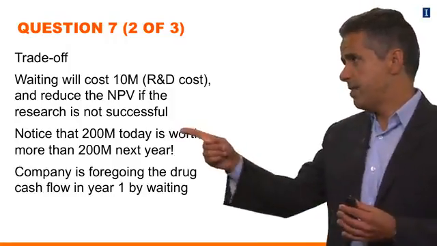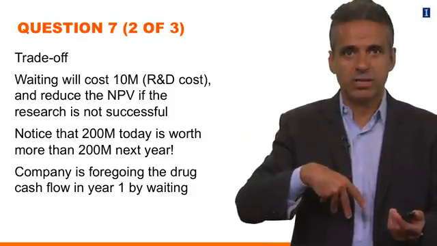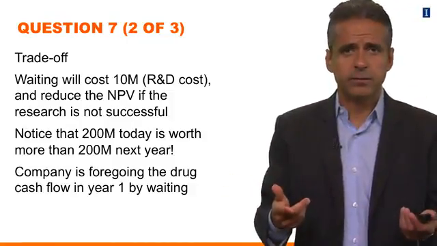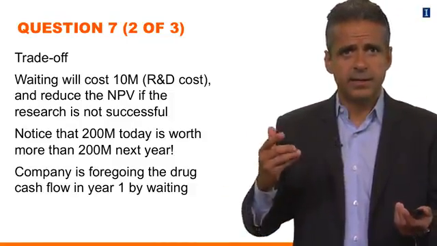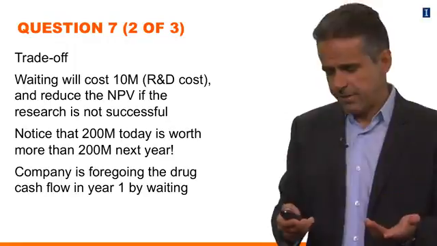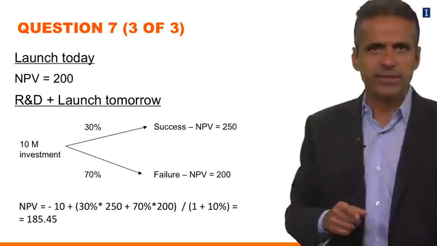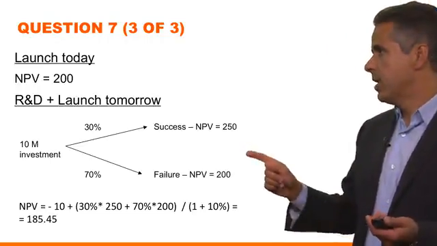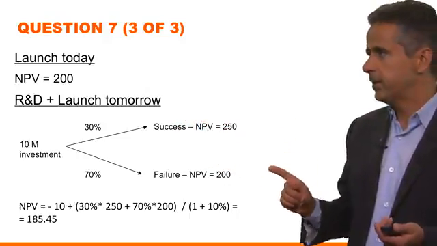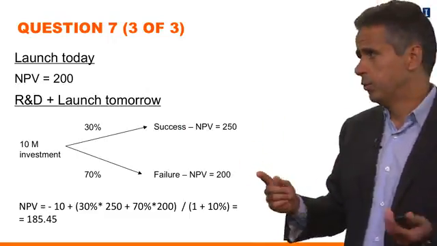Notice that while the NPV is still 200 million, next year it is worth less than 200 million today, okay? Why? Because the company is foregoing the drug cash flow by 1 year. Foregoing the drug cash flow in the current year by waiting, okay? So again, it's a notion of opportunity cost. So if you launch today using the problem's numbers, you get an NPV of 200. If you launch tomorrow, if the research is successful, the NPV goes up to 250, okay? If you fail, it's the same drug, you're going to go back to the NPV of 200, okay?